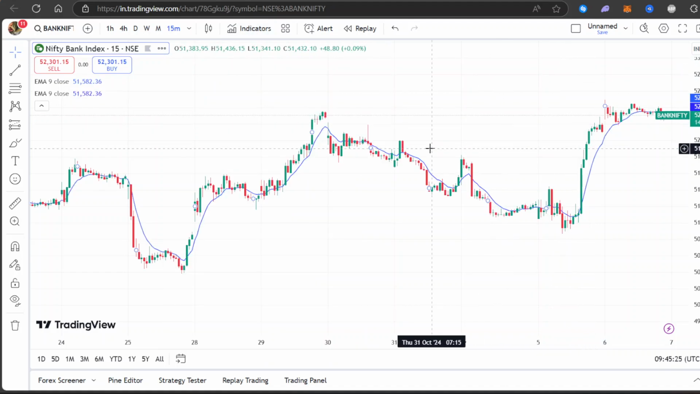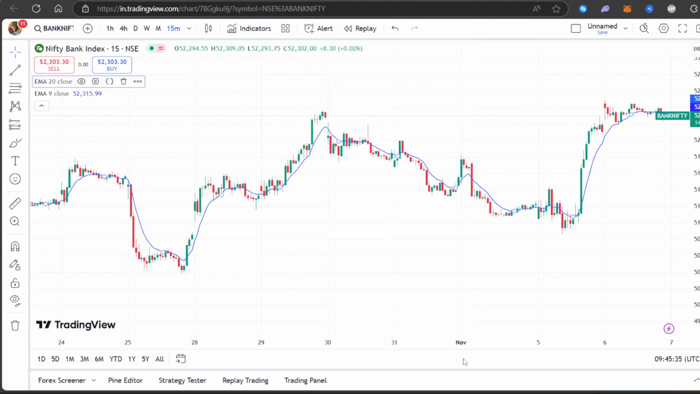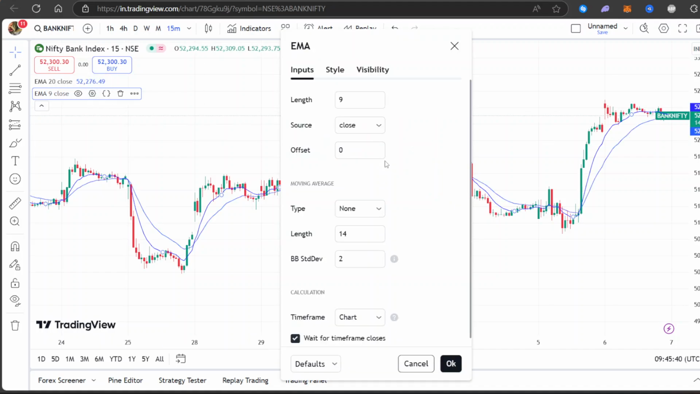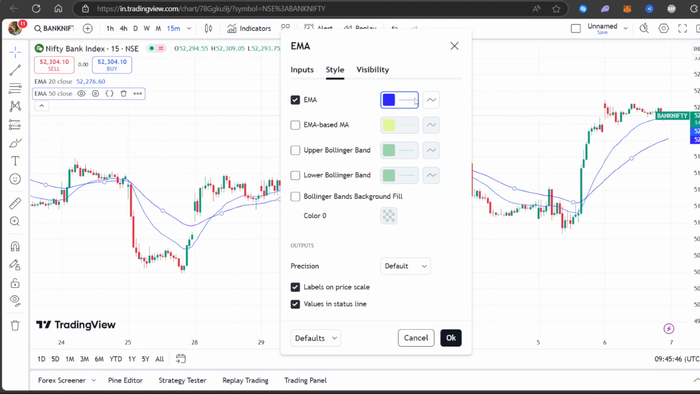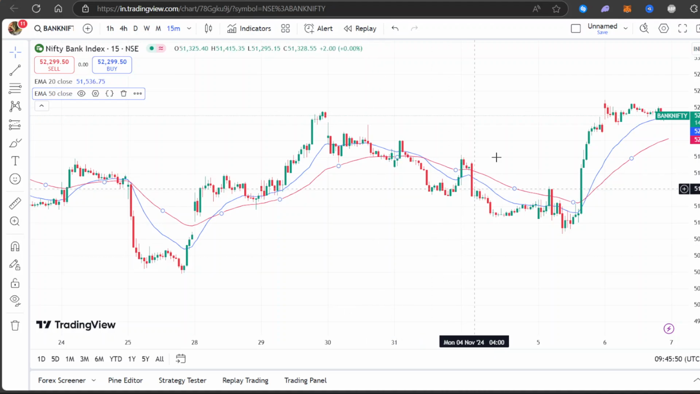We're going to be adding both the 20 EMA and the 50 EMA. So I'm just going to change this to 20, and then I'm going to change this to 50. And we want to change the color for easy identification.